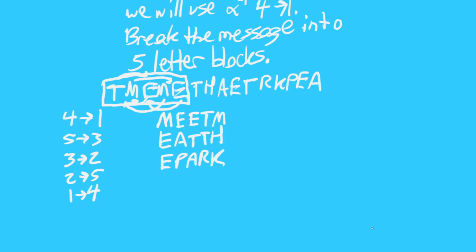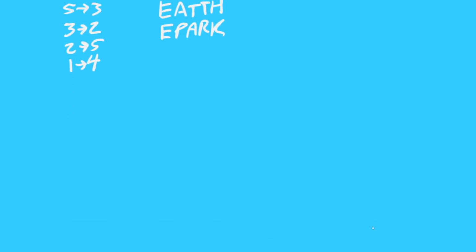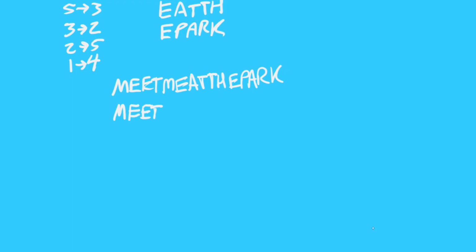So let's put them all together and see what our message is. This is all one word, but you can figure out what it is and space the words out and see that the message is: meet me at the park. And this is our message that's been decrypted.